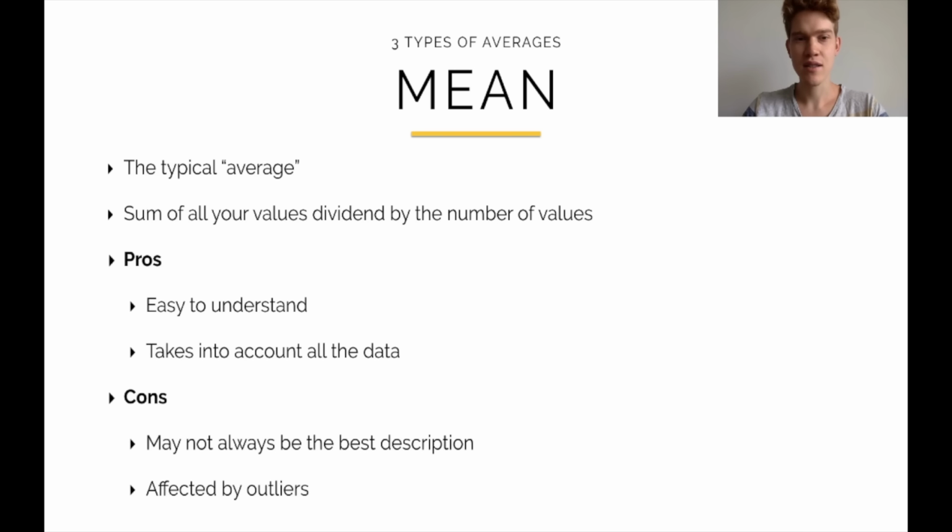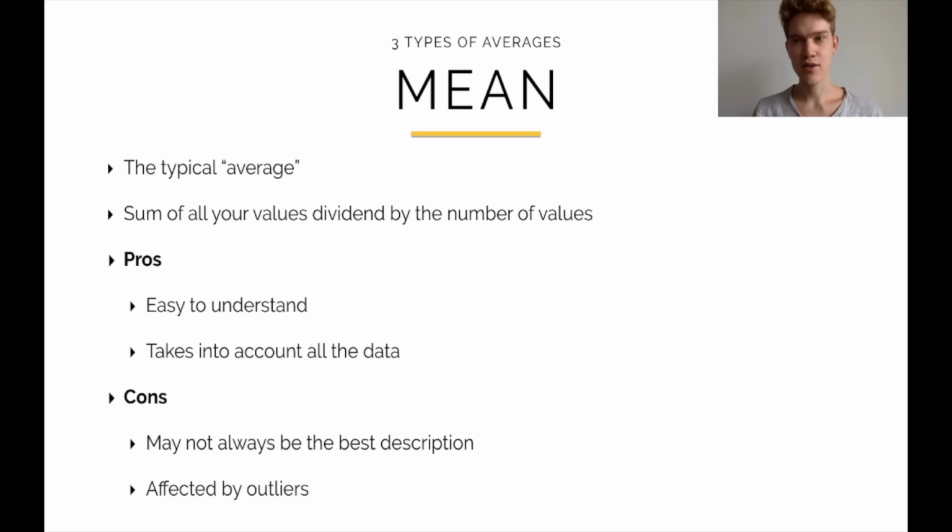Now, the mean is the typical average that you know. And really what the mean is, you just sum all of your values up, and then you divide them by the total number of values that you have. Now, the great pro of the mean is that it's very easy to understand. It makes sense. We just add everything up and then divide it by what we have. And that should give us a good representation of what the average is.